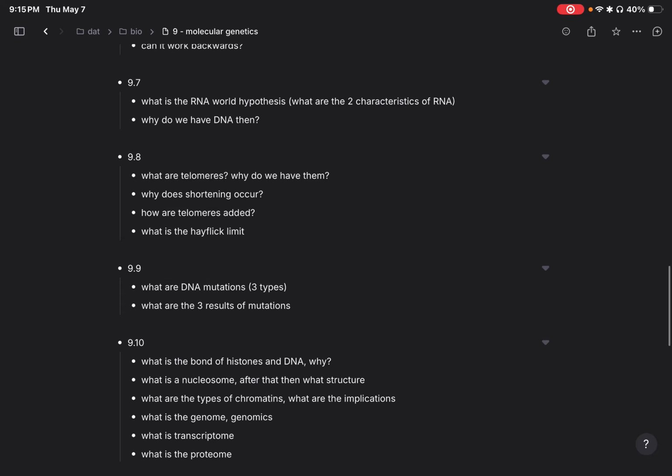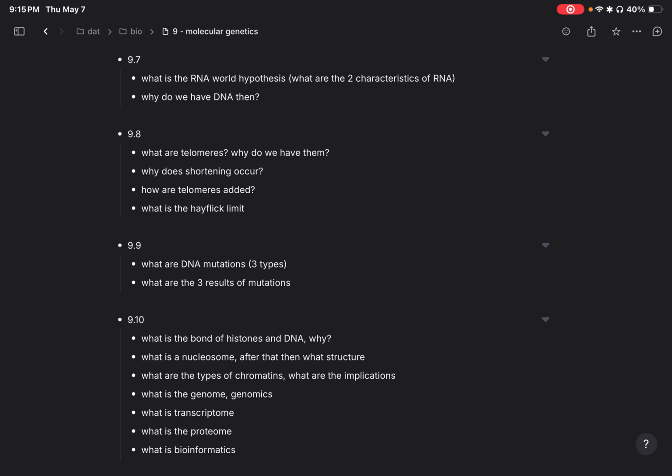What are telomeres? Telomeres are repeat ends at the end of chromosomes. They prevent degradation, because those repeated regions aren't needed. Why do we have them? They prevent degradation. Why does shortening occur?